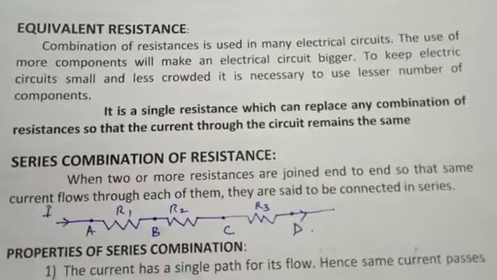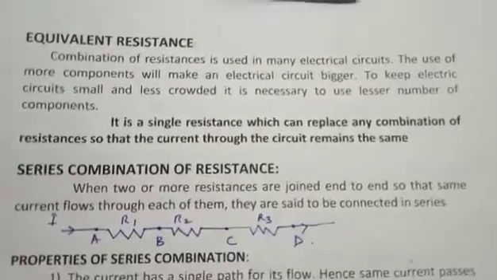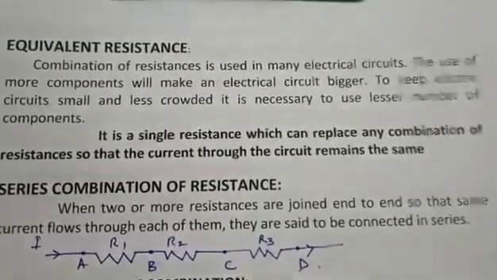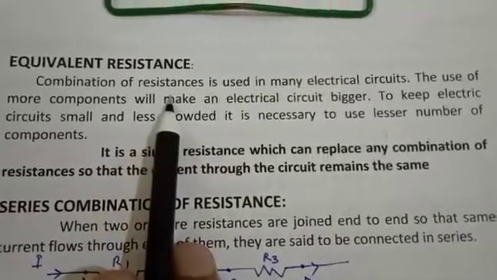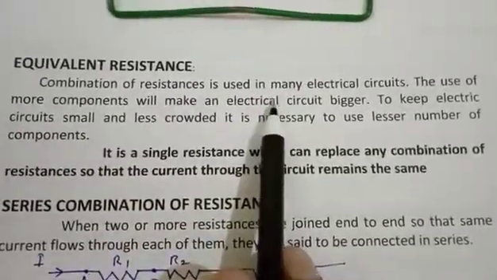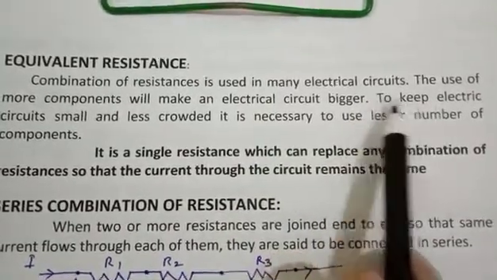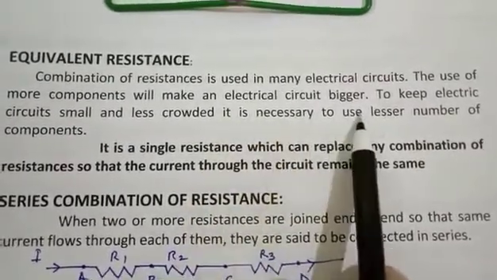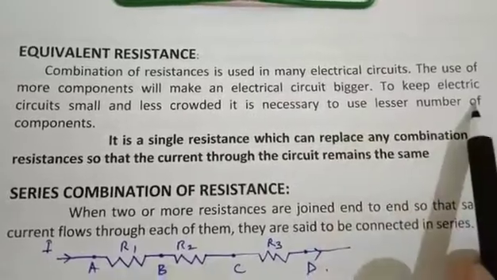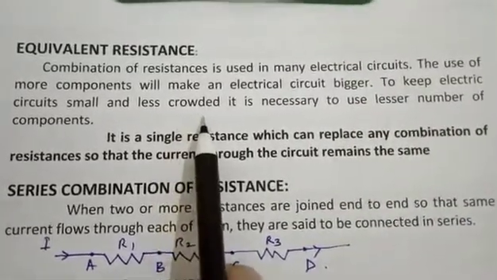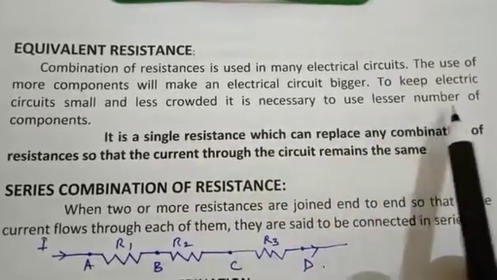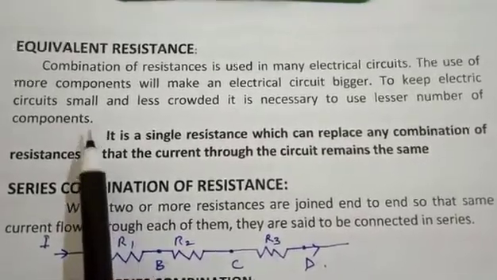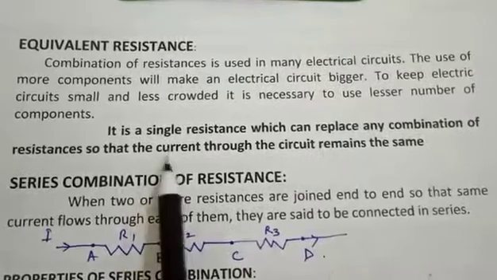Now today I'm going to start with the topic, that is equivalent resistance. So the definition of the topic is: combination of resistance is used in many electrical circuits. The use of more components will make an electrical circuit bigger. To keep electrical circuits small and less crowded, it is necessary to use lesser number of components. And on the basis of this, the definition of equivalent resistance is given here.